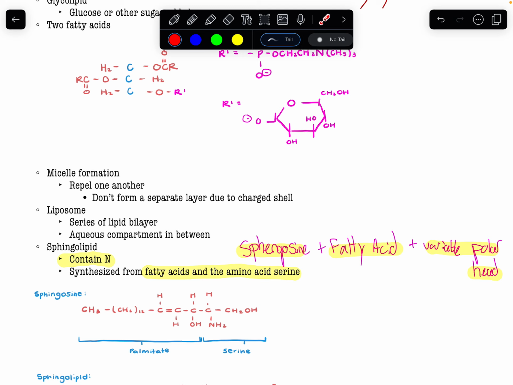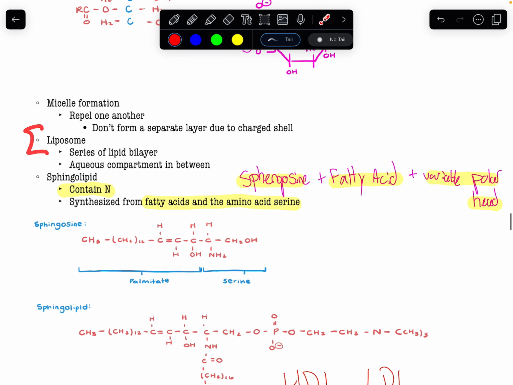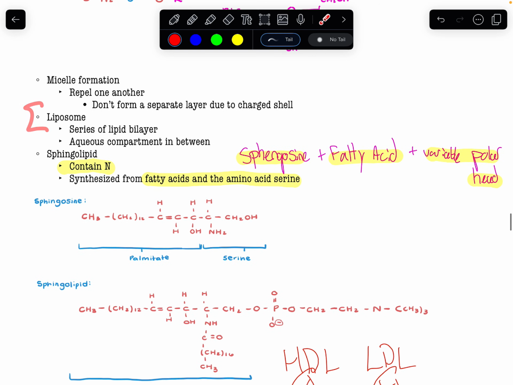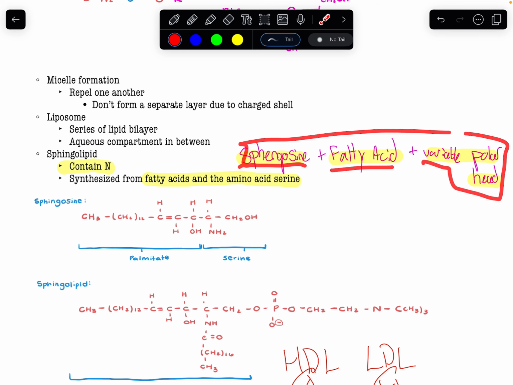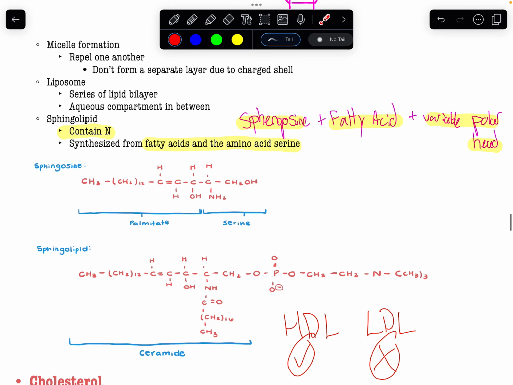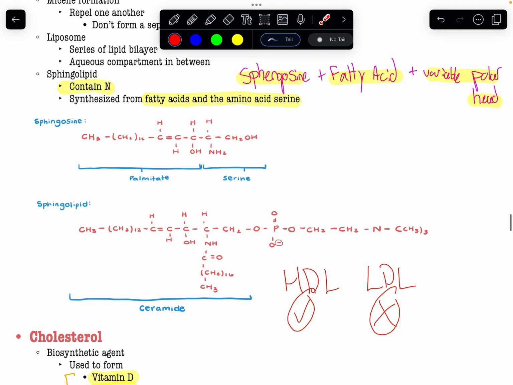Besides that, we're going to have liposomes. I have not seen too much talked about liposomes, but sphingolipids, we do need to talk a tiny bit about. Specifically, they contain nitrogen, and they are synthesized from fatty acids and the amino acid serine. The biggest thing I want you to know is if a sphingolipid gets broken up, you're going to have a sphingosine, a fatty acid, and a variable polar head as a product. That's the biggest concept I want you to know. Besides that, we really don't need to dwell too much on sphingolipids.